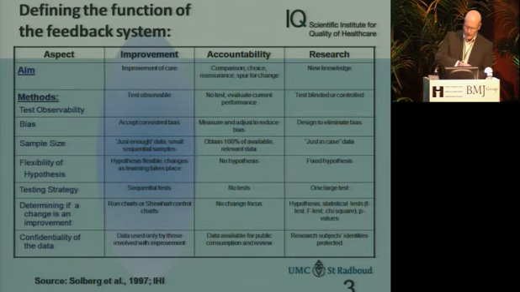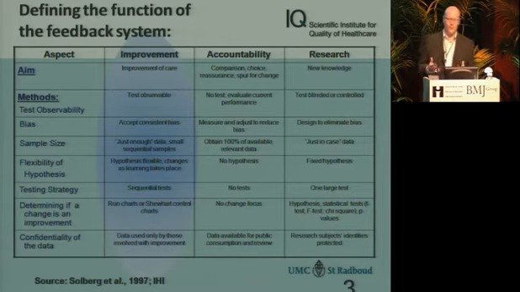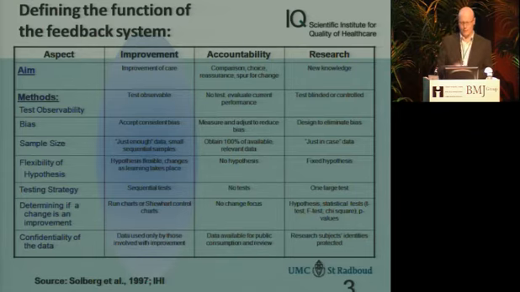In terms of defining the overall function of the system, this type of framework is useful. You'll no doubt have seen this before. This is a slide that IHI uses quite a bit in terms of the differences between measurement for improvement, measurement for accountability, and measurement for research. And depending upon the purpose of the system, that will affect its definition and the requirements in terms of feeding back at different levels.